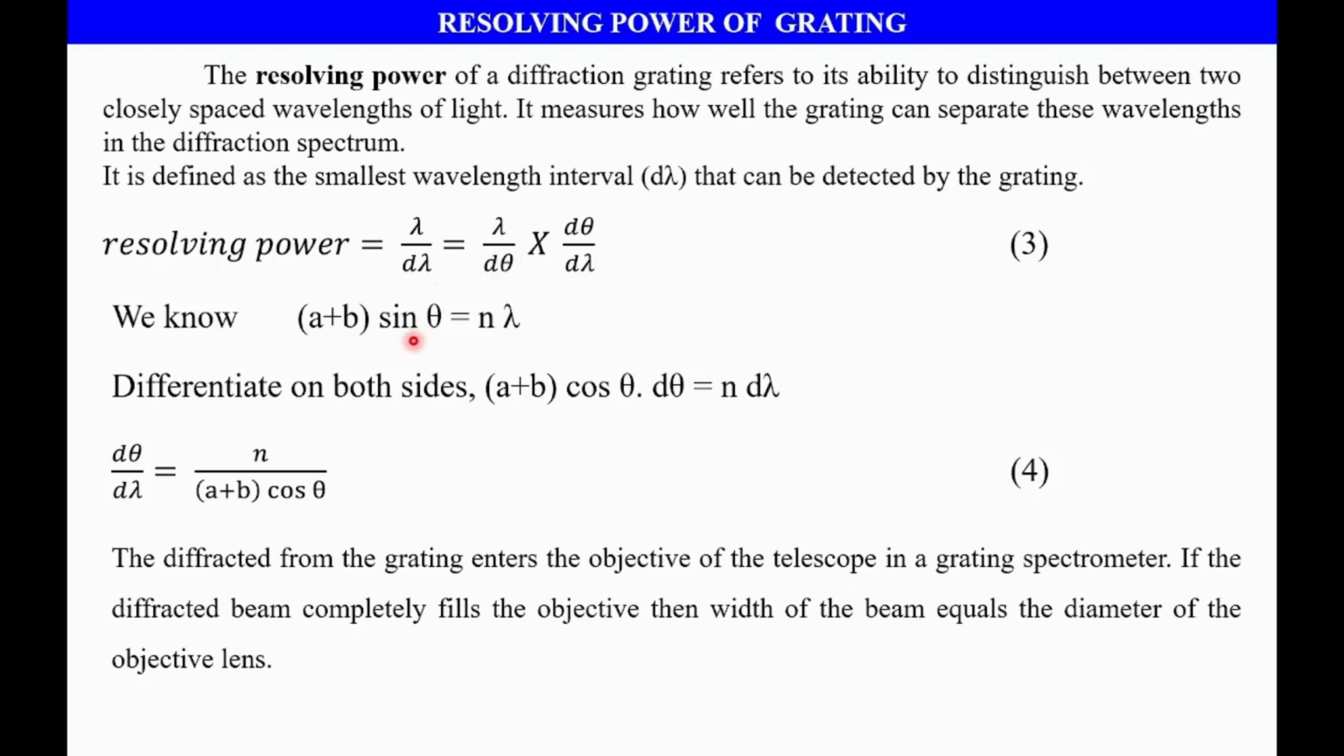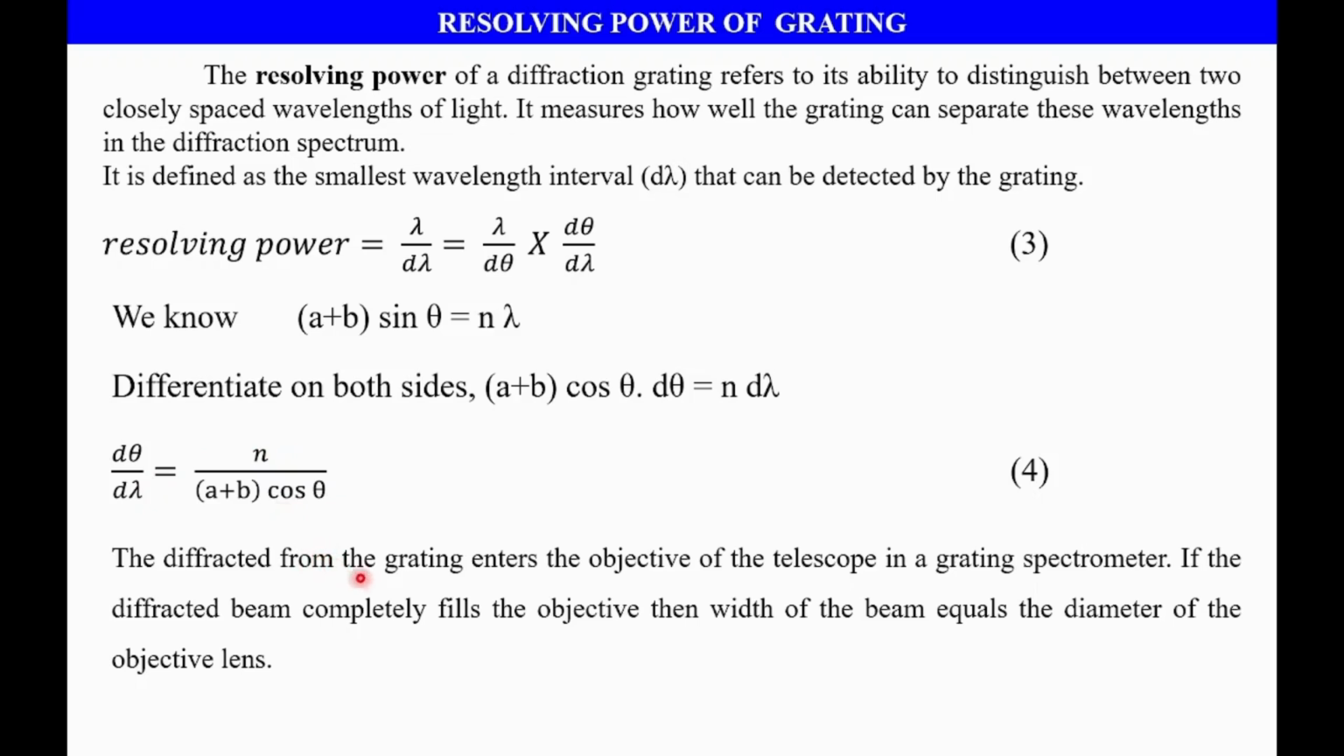Now, already we know from the previous slide, (a plus b) into sin theta is equal to n lambda. Now differentiate this equation on both sides. So (a plus b) into sin theta becomes (a plus b) cos theta into d theta, equal to n into d lambda. Now write this equation in the form of d theta by d lambda is equal to n divided by (a plus b) into cos theta.